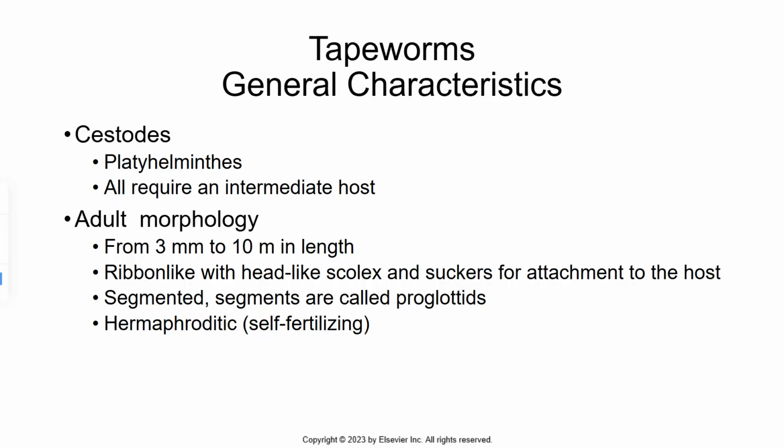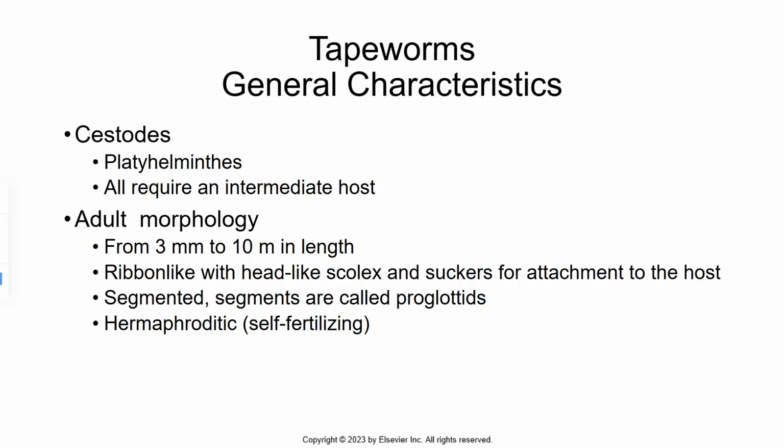So cestodes, the platyhelminths, all require an intermediate host. An intermediate host is part of the life cycle, and we're going to talk about the life cycle of several of these worms. Adult morphology is from 3 millimeters to 10 meters in length. 10 meters, that's not a typo, so massive.